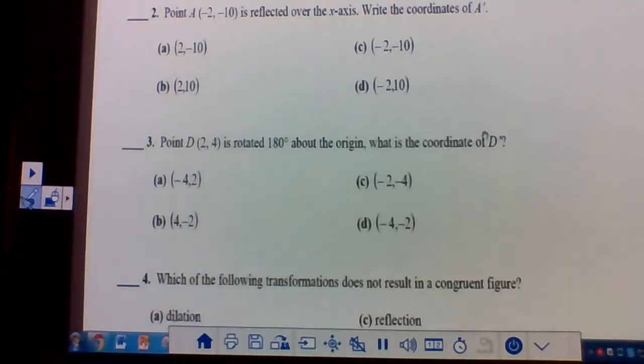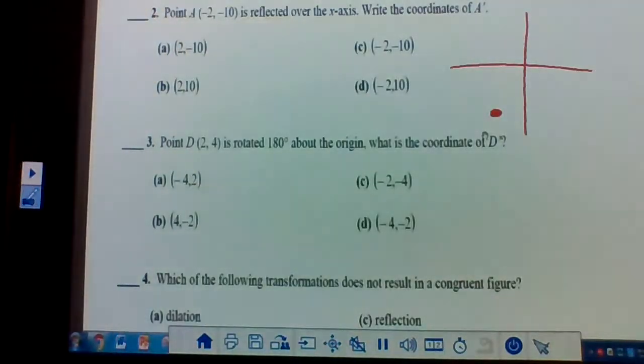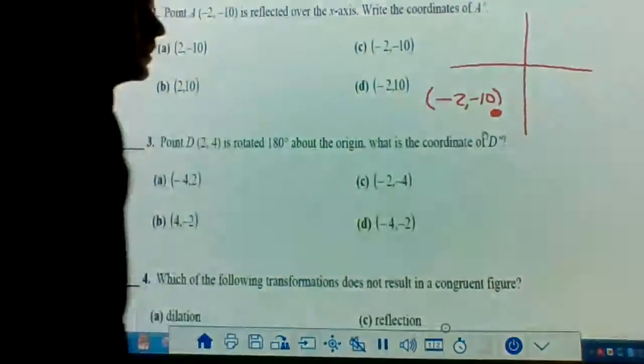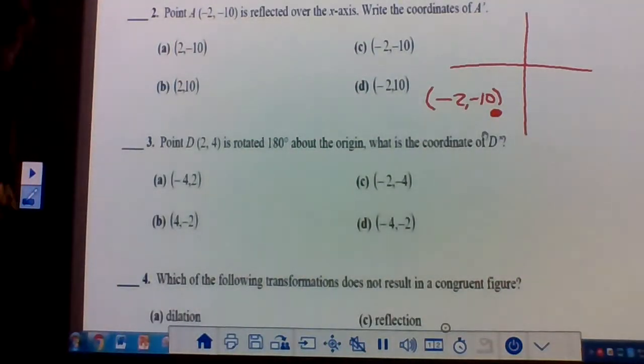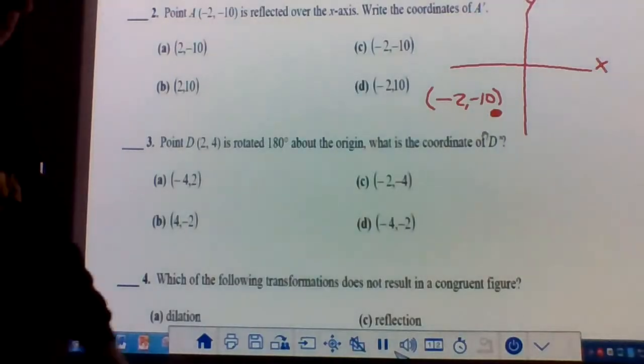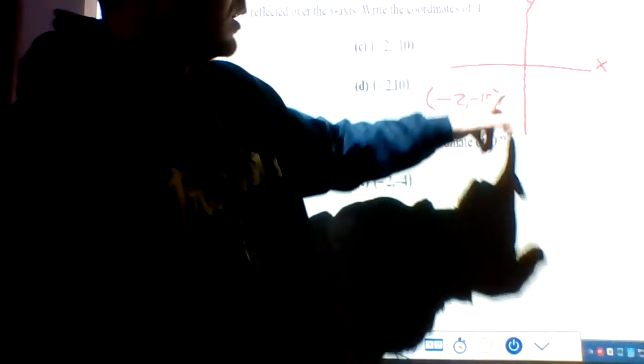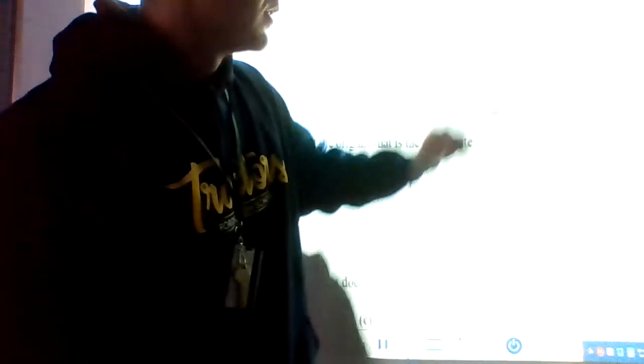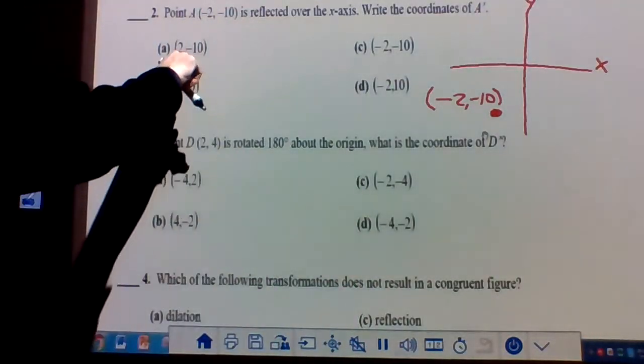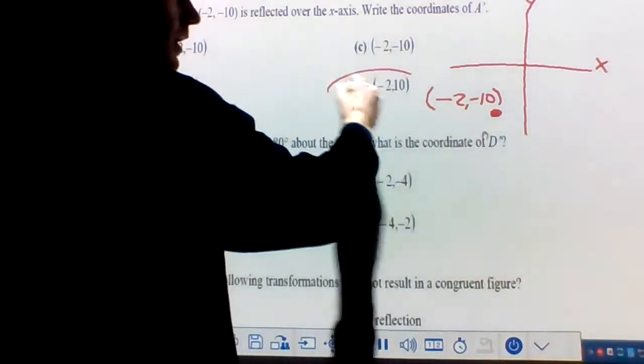Okay, number 2. A point (-2, -10) is reflected over the x-axis. What are the coordinates of A prime? So a quick little sketch here. (-2, -10) is down here. We're reflecting over the x-axis, which is this one. So we're reflecting it up. Our x value is going to stay the same. It's still going to be at -2, but instead of being -10, it's going to be up at positive 10.